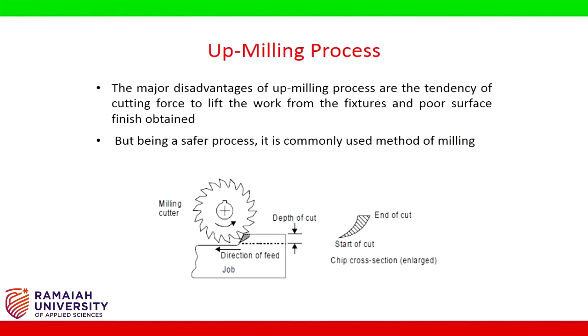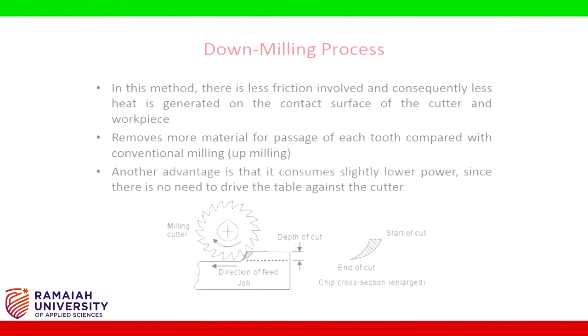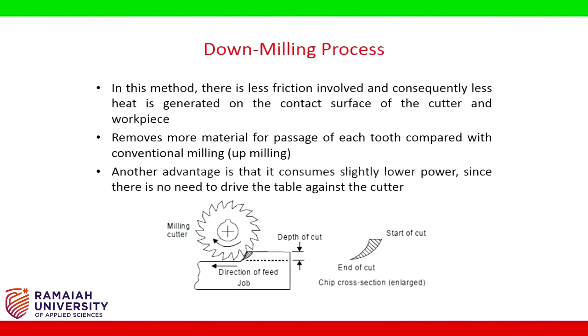The major disadvantages of up milling process are the tendency of cutting force to lift the work from the fixtures and poor surface finish obtained. But being a safer process, it is a commonly used method of milling. Down milling process, that is climb milling.